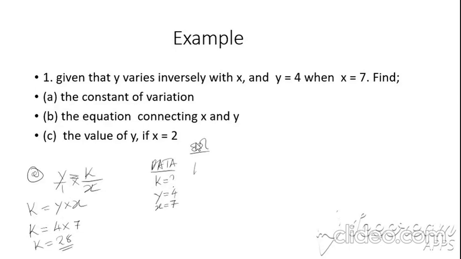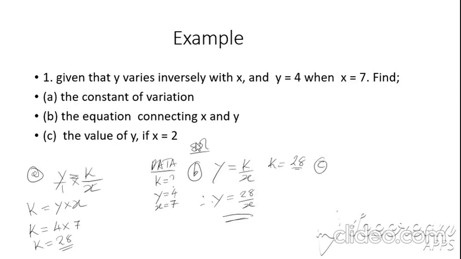So let me solve for b. So b is saying find the equation connecting x and y. So how can we find the equation connecting x and y? In fact you have already found the equation connecting x and y, which is y is equal to k over x. But don't forget that we have found k, which is 28. K is 28. So we're going to just substitute there. So y is equal to 28 over x. That's the final answer. That's the equation connecting x and y.